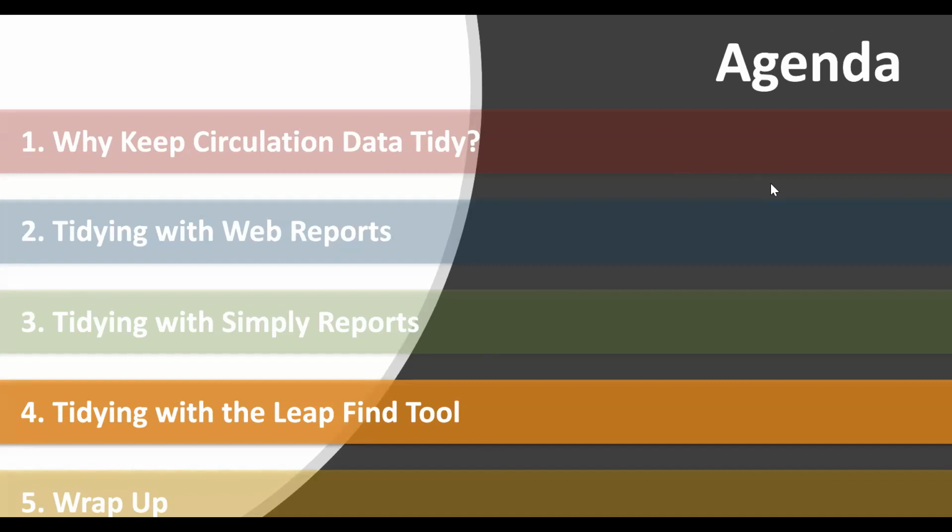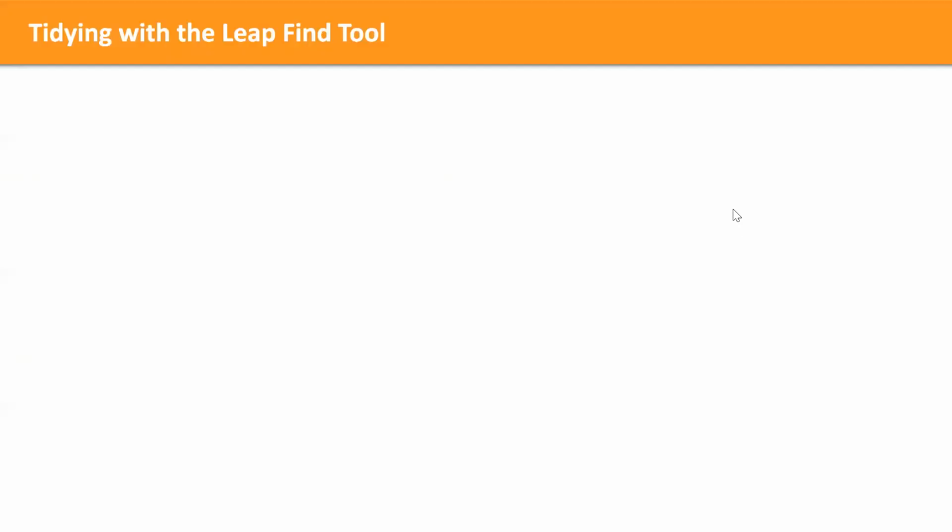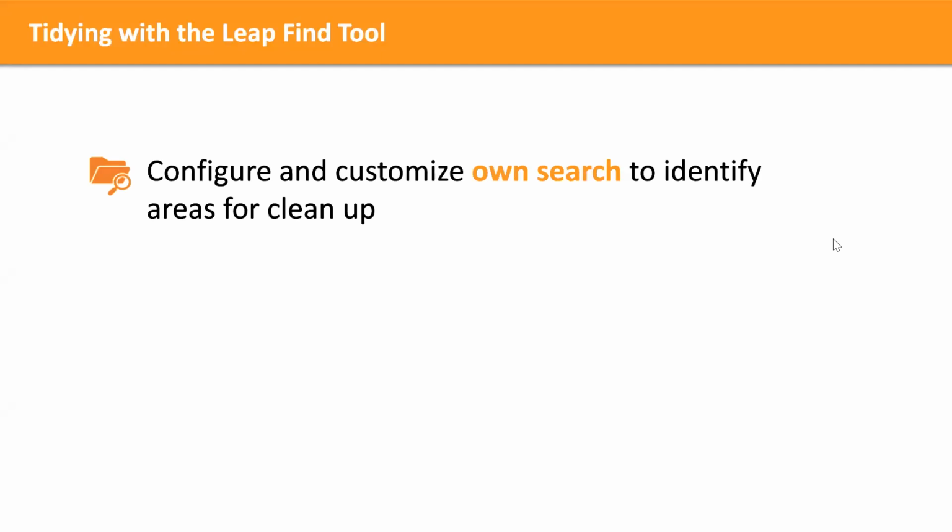So our final section, we're going to look at the Leapfine tool to support our data cleanup. Some of what we see in web reports or in Simply Reports can also be done in the Leapfine tool. You're getting the same information just in a different way. So with the Leapfine tool, we're configuring and customizing our own searches. And then also with the Leapfine tool, no special permissions are needed. Anyone with general permissions can use it to search.